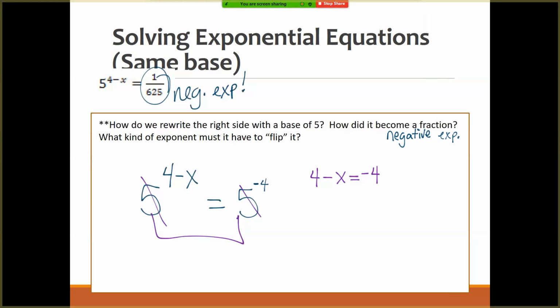I would subtract 4 from both sides to get -x equals -8. Got to get rid of that -1 sitting there in front of the x. You can either divide by -1 or multiply by -1 to get x equals +8. Final answer.